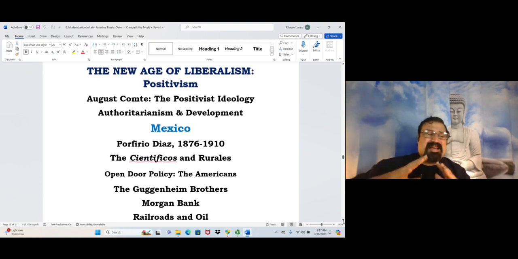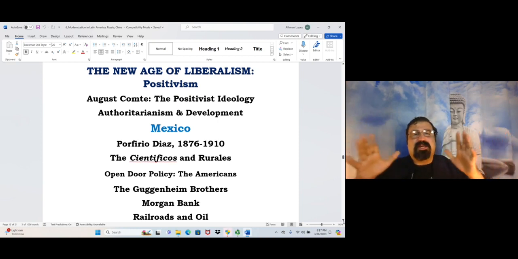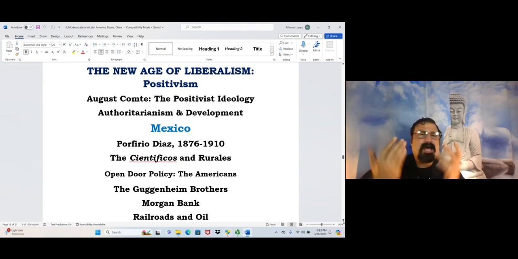And of course, by the end of the 19th century, what we see is a new age of liberalism. In what way? Well, by the late 19th century, what we see is that Latin America is now not only led by liberal regimes that are pushing modernization, they're also led by regimes that are adopting a new philosophy coming directly from Europe, known as positivism.